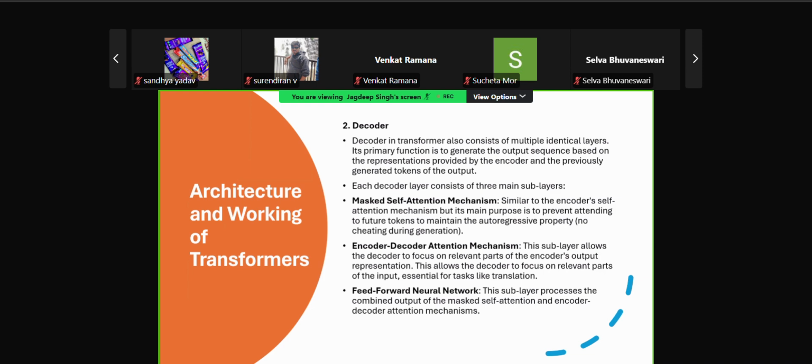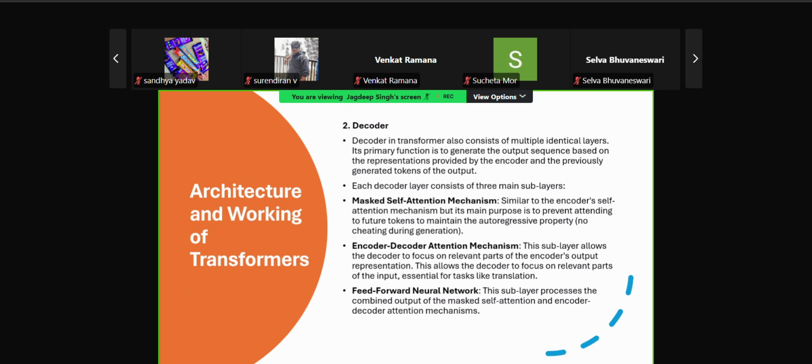Encoder-decoder attention mechanism. This sublayer of the decoder allows it to focus on the relevant portion of the encoder output. And this also allows the decoder to focus on the relevant parts of the input, and that is essential for tasks like translation, because in the attention mechanism we always focus on the input parts which are very relevant. Feed forward neural networks.